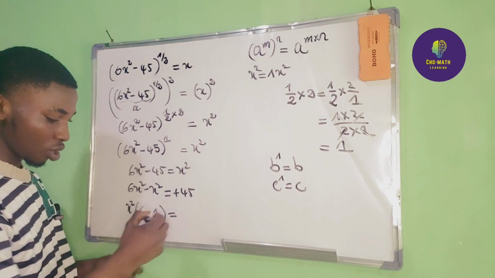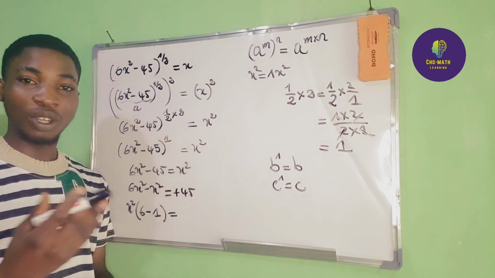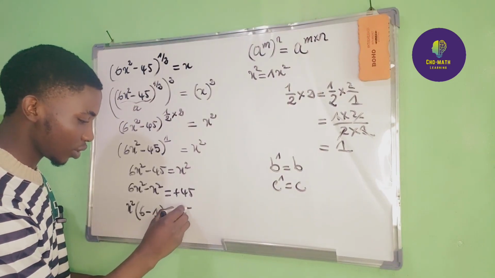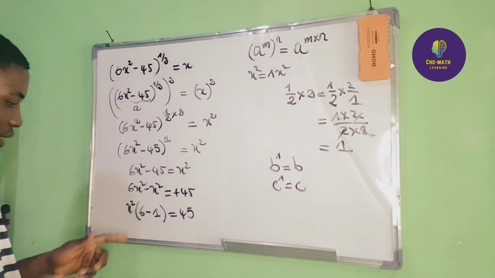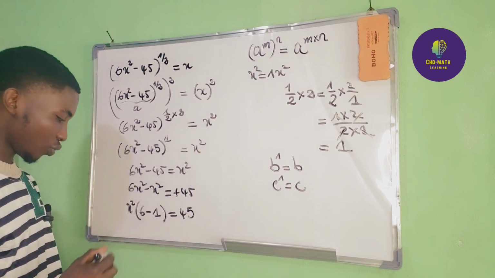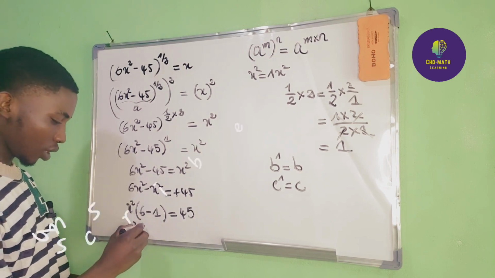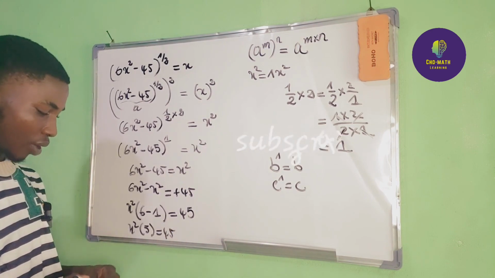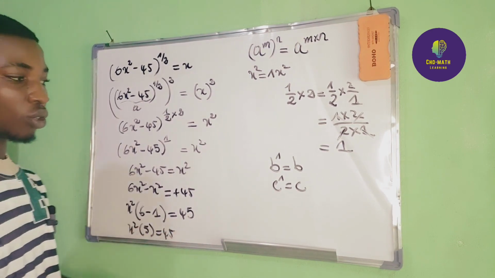All this will be equal to positive 45, which is still equal to 45. You don't need to put this sign, so we can just put here 45. At this level, we have 6 minus 1 is equal to 5. That means we have x squared into 6 minus 1, which is 5, equal to 45. Now we have x squared times 5 is equal to 45.